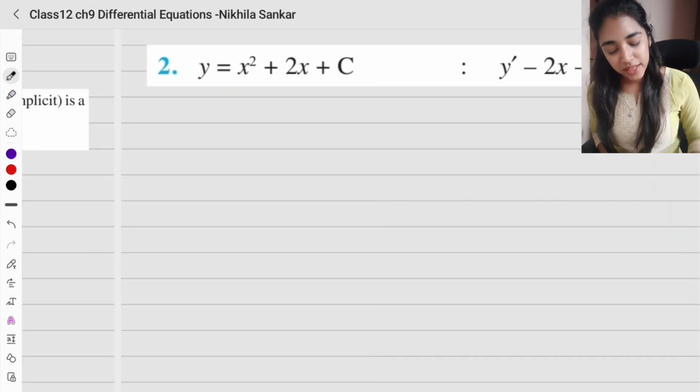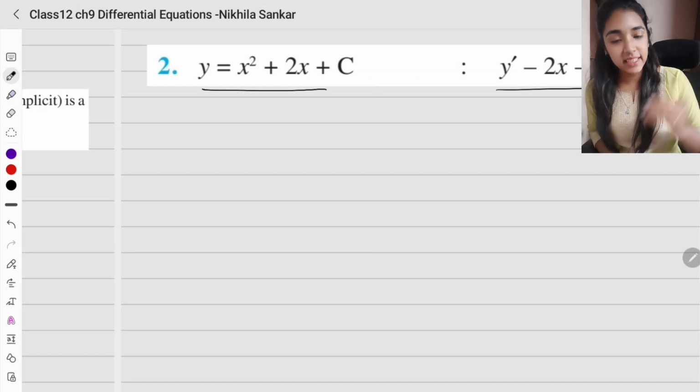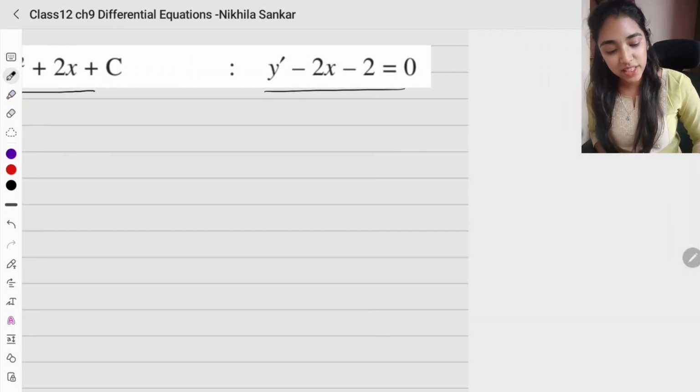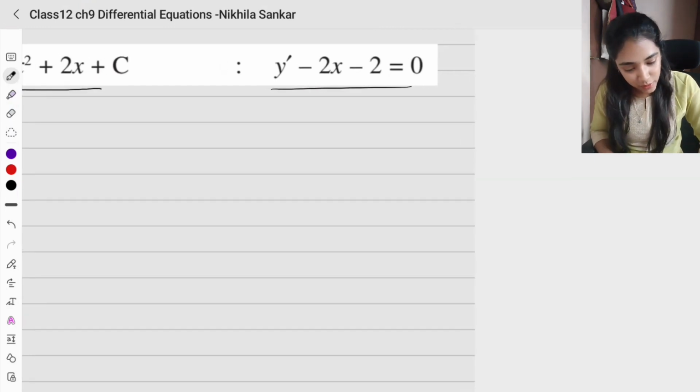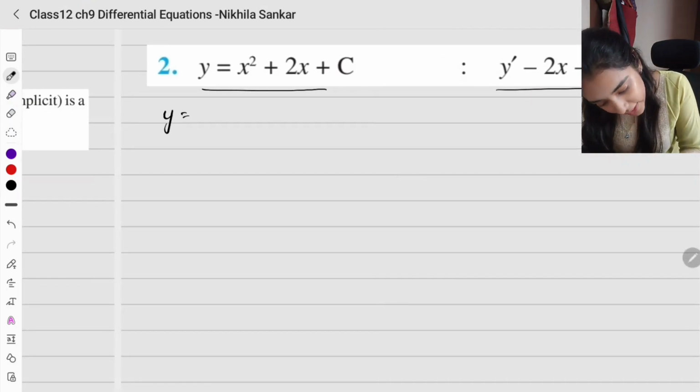Question number 2. I have again y கொடுத்திருக்கு, இந்த equationல satisfy ஆகுதான்னு check பண்ணனும். Can you see the equation? So this is the equation. You have to check to see whether it satisfies the equation. Okay? Now I have y equals x square plus 2x plus c.